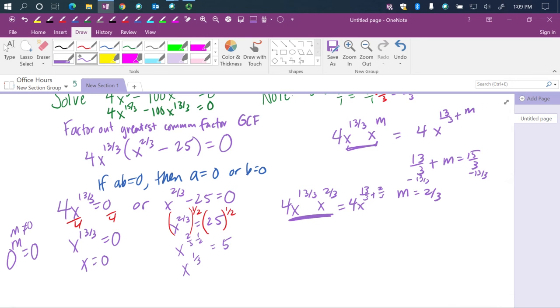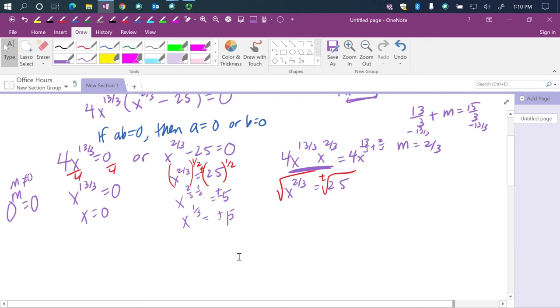But we have to be really careful. This is the same thing as having this equation and taking the square root of both sides. But we remember when we take the square root of both sides, we have to put a plus or minus. So this is really plus or minus 5. Okay? Because the square root of 25 is 5, but you have the plus or minus. So x to the 1/3 equals either plus 5 or minus 5.